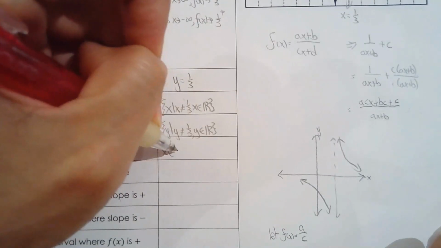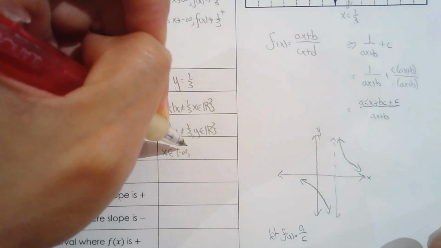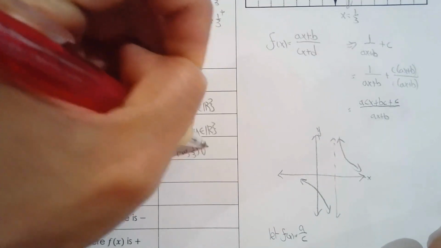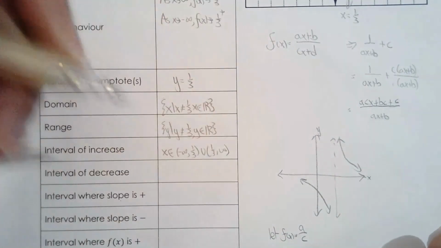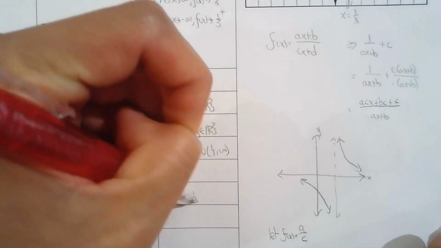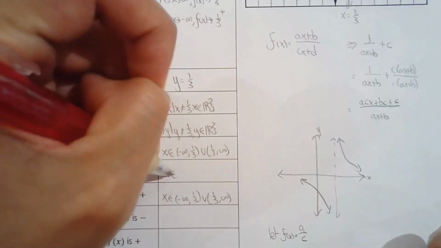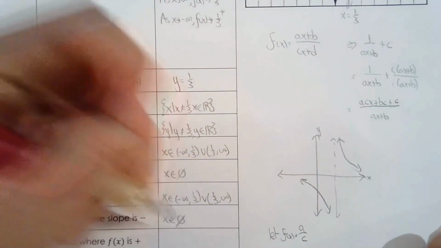Where is it increasing? It's basically increasing everywhere: negative infinity to 1/3, and then 1/3 to infinity. I'm just going to copy that, because where it's increasing is where the slope is positive. And decreasing is never, and slope negative is never.